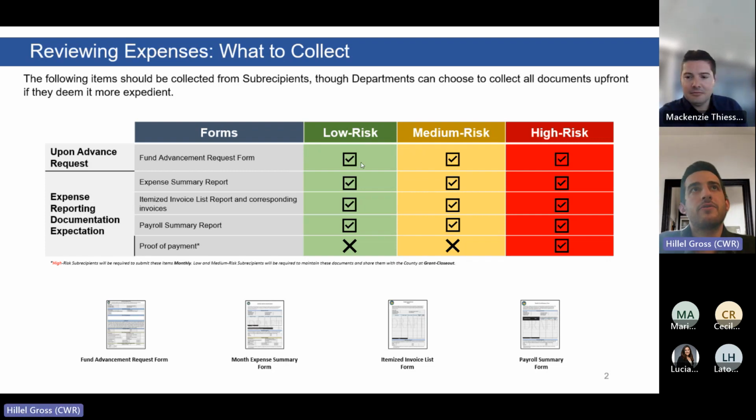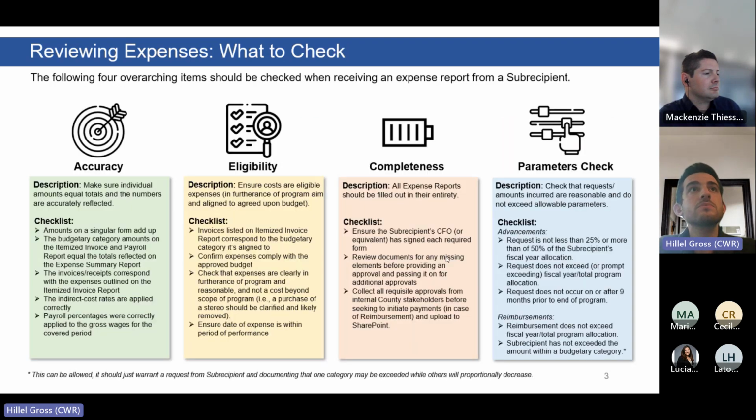So just a quick run through of what's collected from subrecipients. Upon request, of course, all subrecipients need to submit a fund advancement request form, right? And then the expense reporting documentation, all subrecipients need to submit the 3 reports that we ran through in this call. However, the proof of payment needs to be submitted, and the corresponding invoices. Everyone needs to submit the corresponding invoices. And then the proof of payment only needs to be submitted by the high risk on a monthly cadence, whereas low and medium risk need to submit it only at grant closeout technically, okay?